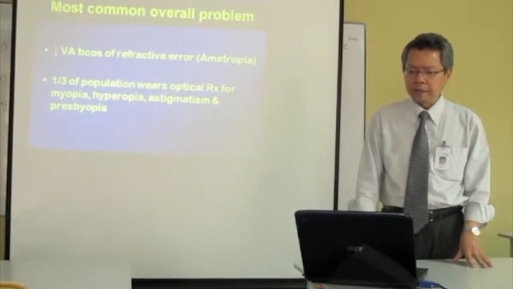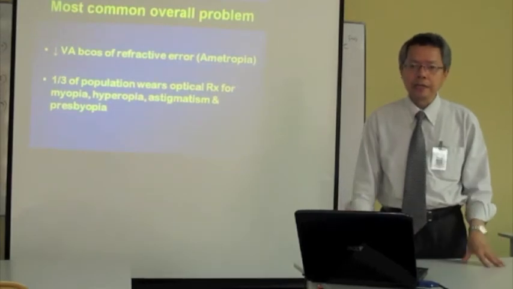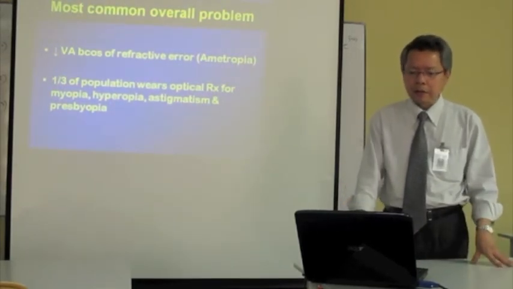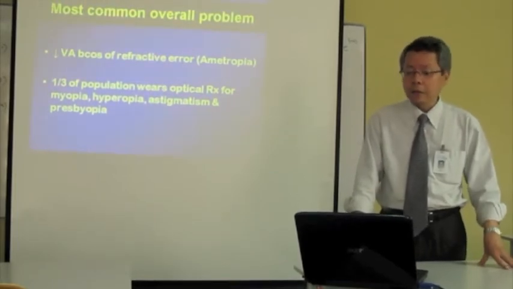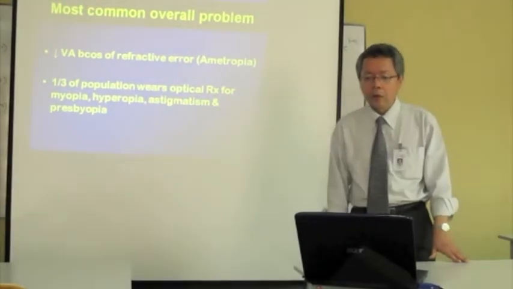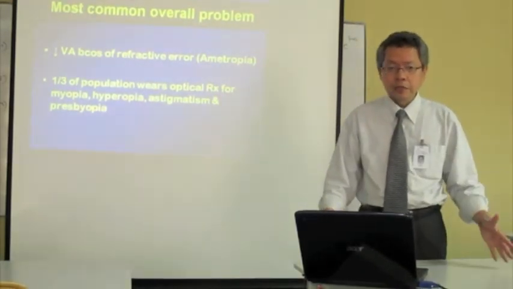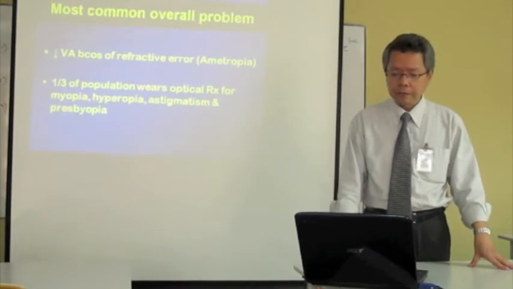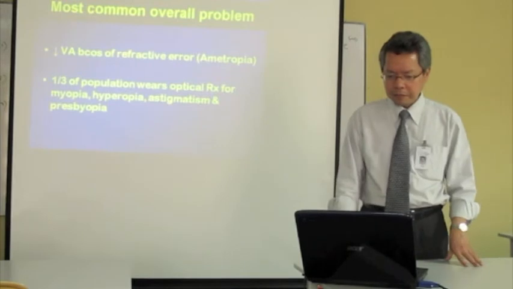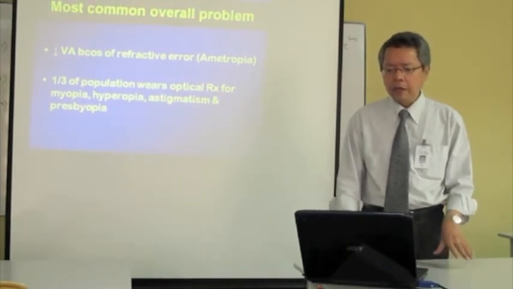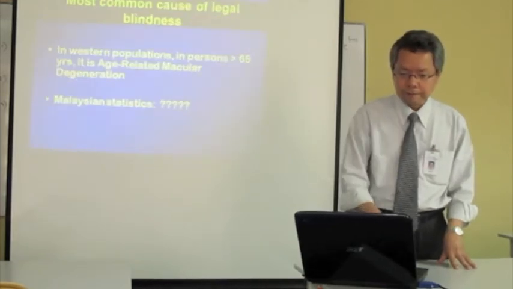But if we look at just the main ones, and we look at the symptoms and the signs, you'll find that most people would have a decrease in VA, or visual acuity, or vision in layman's terms, although there's a difference, because of the presence of an optical defect, or what is called refractive error, or ametropia in its scientific term. It has been shown 1/3 of the population wears some form of optical prescription for the correction of myopia, hyperopia, astigmatism, and presbyopia. These are optical defects, and optical prescription takes the form of spectacles or contact lenses.